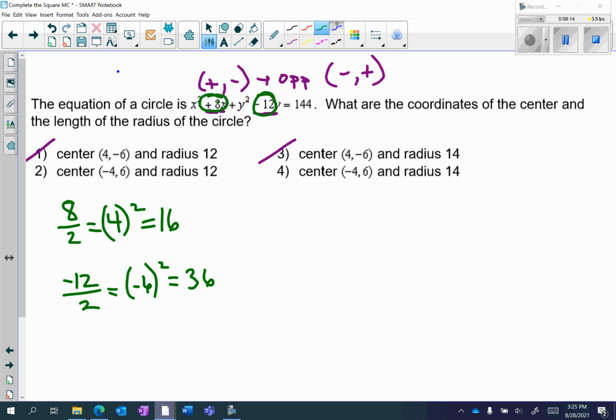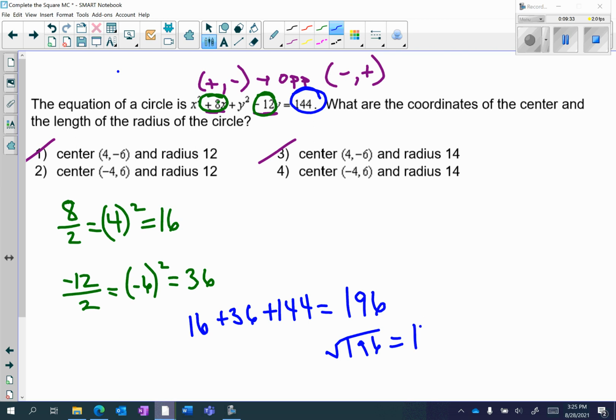Don't forget to add that number to what's on the right-hand side of the equation, which is 144. So it's going to be 16 plus 36 plus 144. That's going to be equal to 196. Don't forget, you have to take the square root of 196, and that's going to give you 14. So it's going to be choice 4.